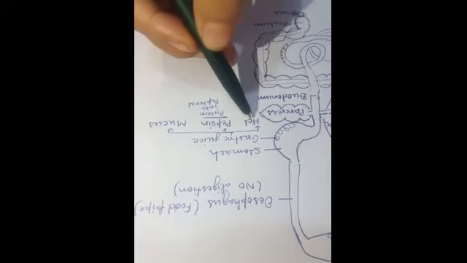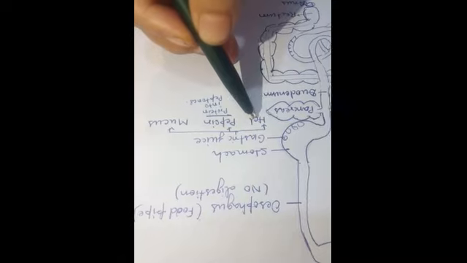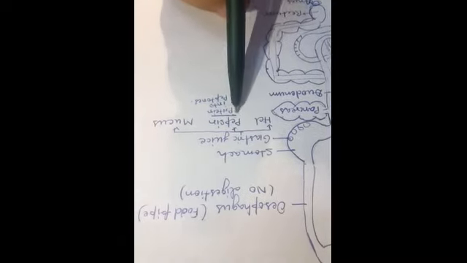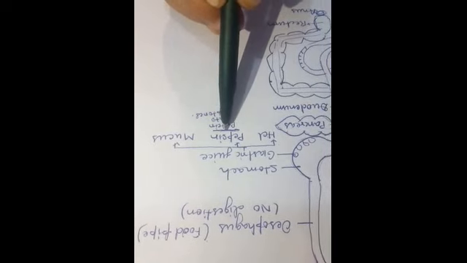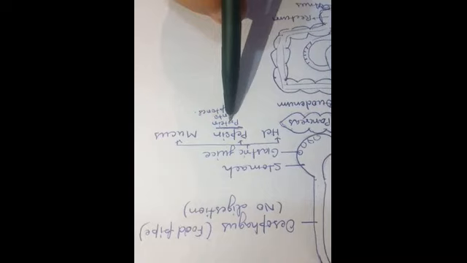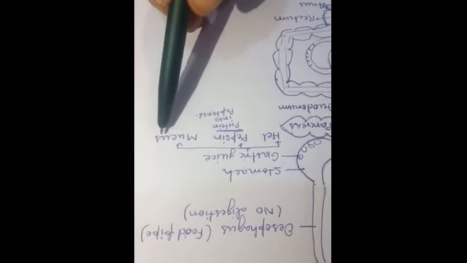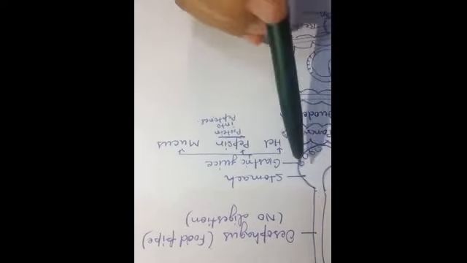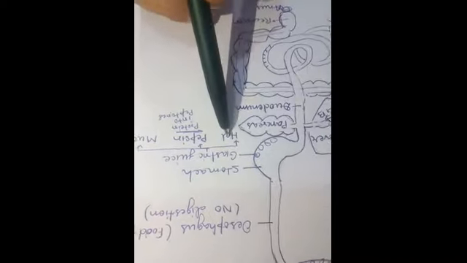HCl is called hydrochloric acid. Hydrochloric acid creates an acidic medium which facilitates the action of enzyme pepsin. Pepsin is the main component of gastric juice. It breaks down proteins into peptones. And the third one is mucus. Mucus protects the inner lining of the stomach from acid action.